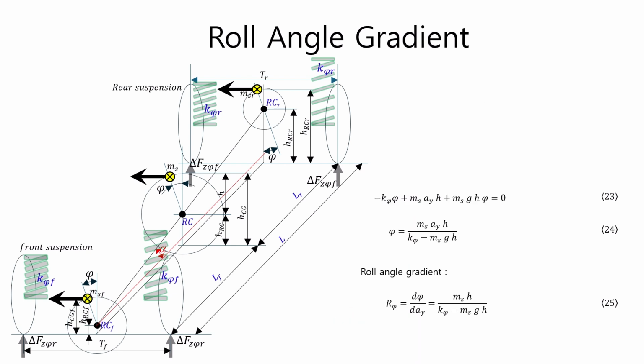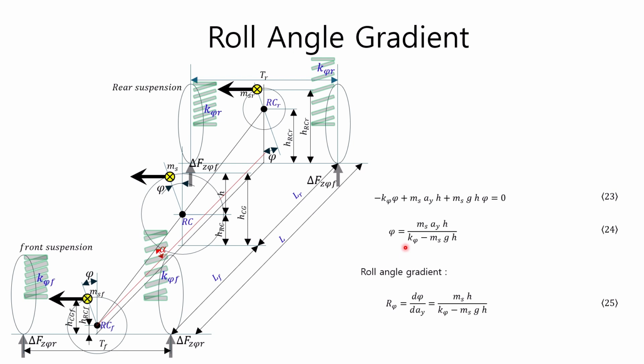Continuing, let's find the roll angle gradient for a vehicle driving at a constant speed on a road with a constant turning radius. If we rearrange equation 23 obtained previously for the roll angle phi, we can get equation 24. The expression for the roll angle phi obtained in equation 24 is used to calculate the load transfer distribution generated by the sprung mass for the front and rear wheels.